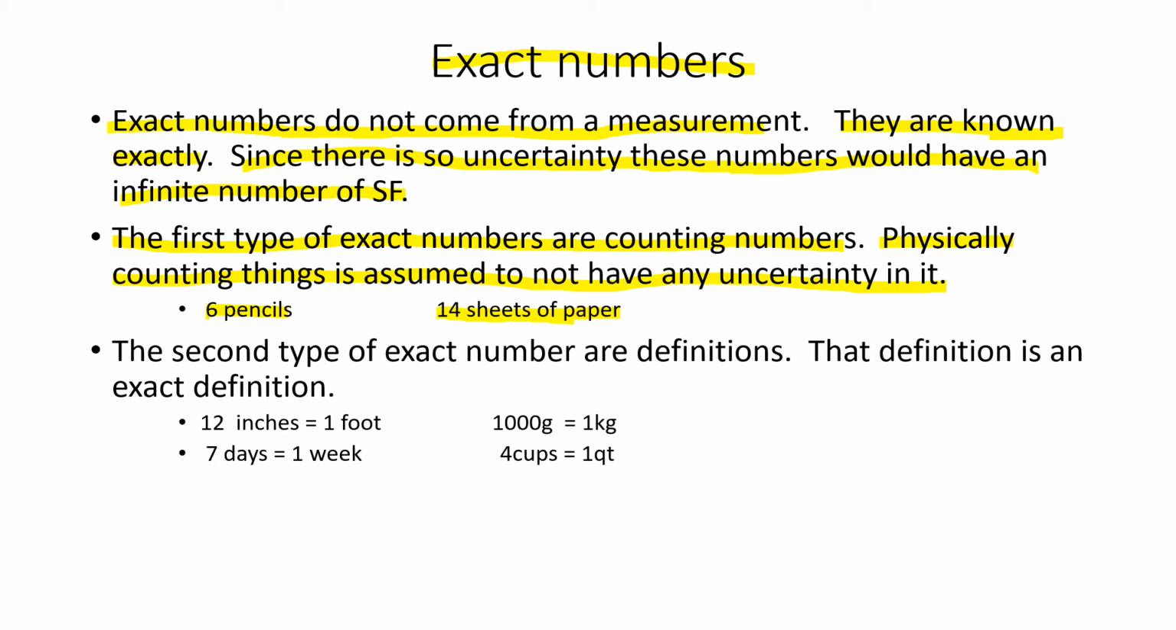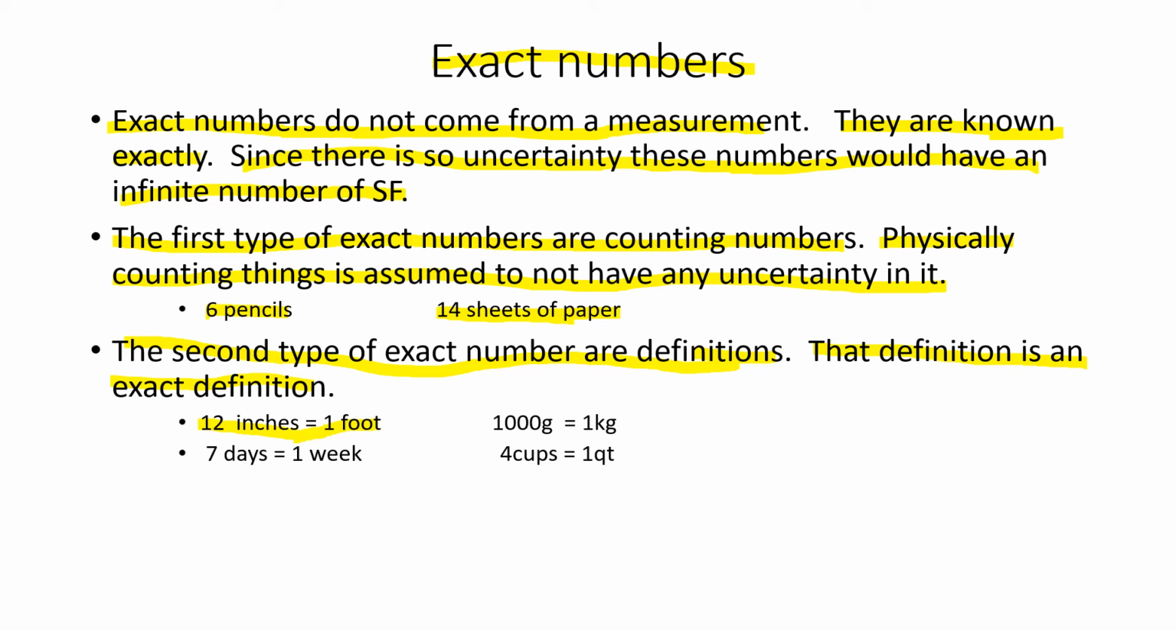Your second type of exact number are definitions. And if you have a definition, you're going to define that relationship to be exactly true. So that definition is an exact definition. And we use these all the time. 12 inches equals 1 foot. Well, the 12 inches isn't 2 significant figures, and the 1 foot isn't 1 significant figure.